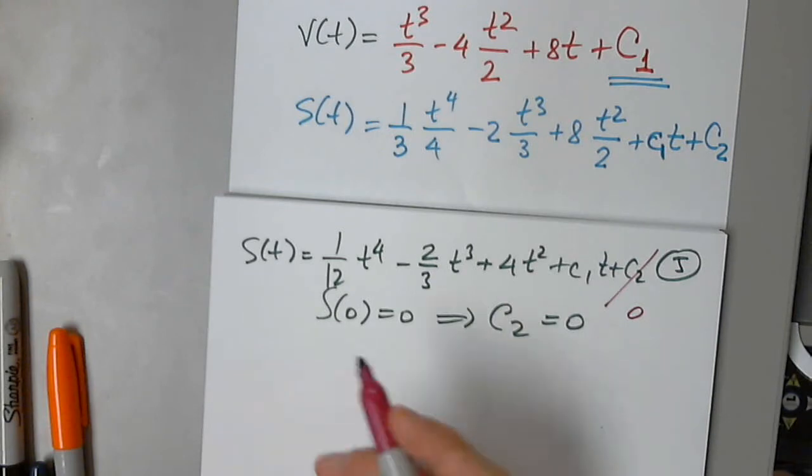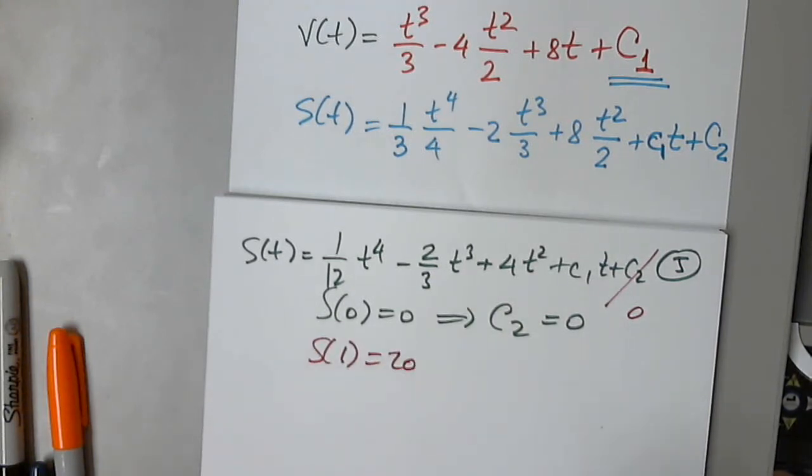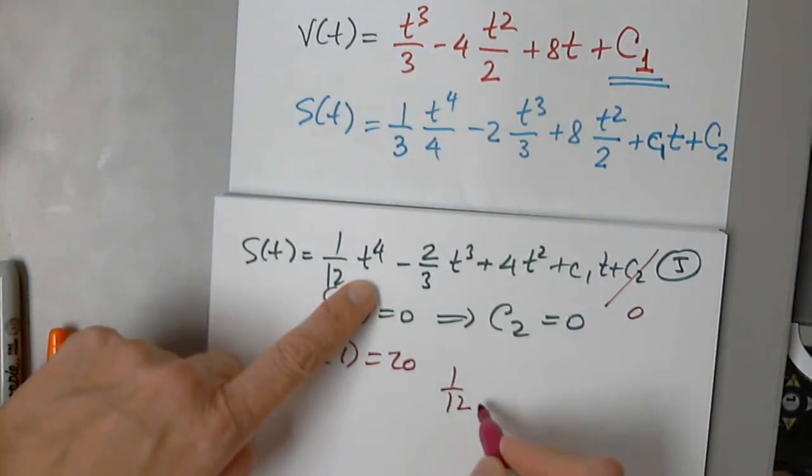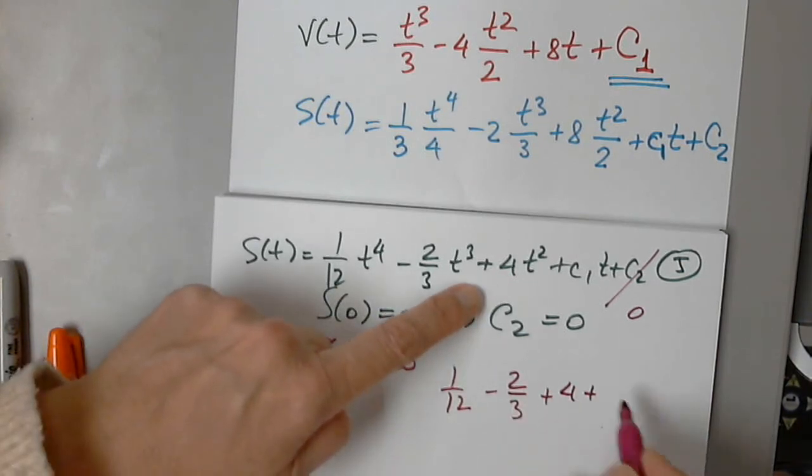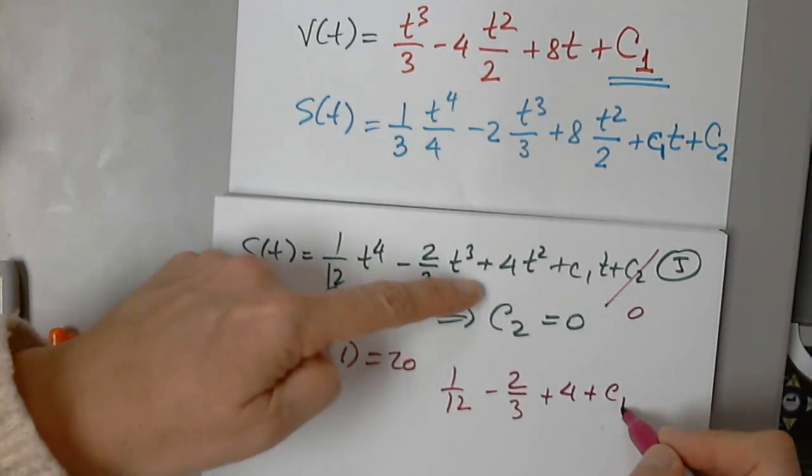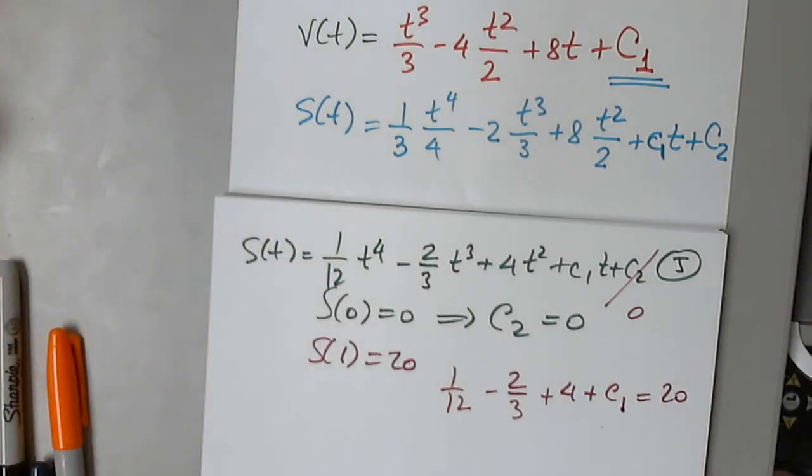So then this is 0. And now we have S of 1 equals 20. S of 1 will be 1 over 12 minus 2 over 3 plus 4 plus C1 equals 20. So I plug in 1. So 1/12 minus 2/3 plus 4 plus C1 equals 20. And from here, I will determine C1. Is this okay, everyone? You plug in 1, right? Yeah, because I have S of 1 is 20. So 1, 1, 1, 1 equals 20. Is that okay?